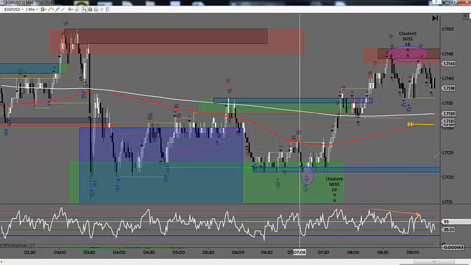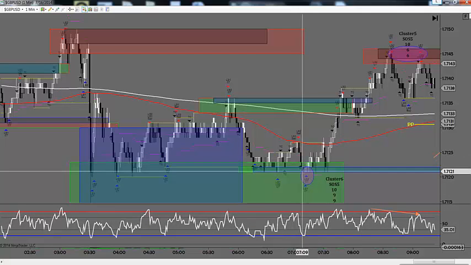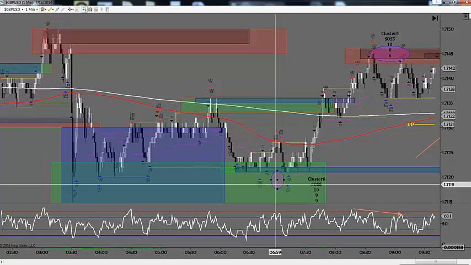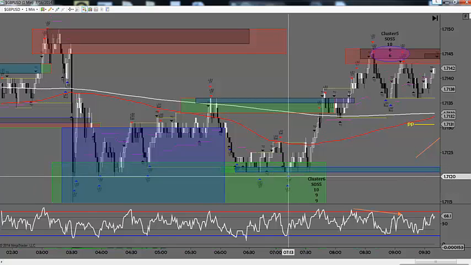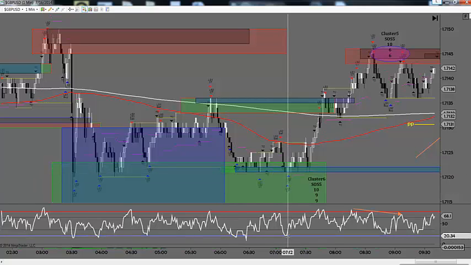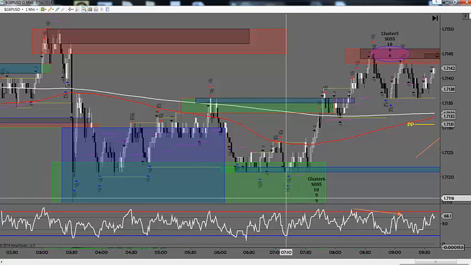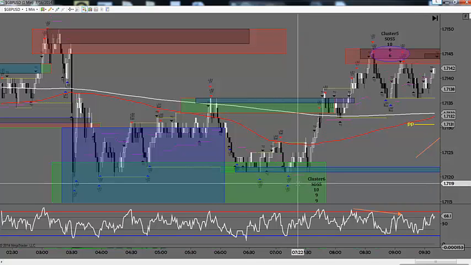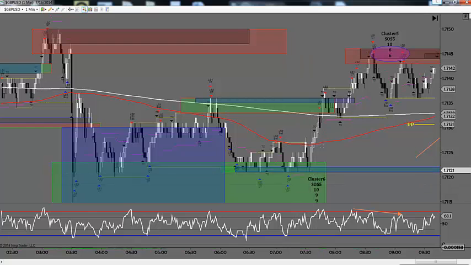Now, we come in to the morning and we are presented with a cluster 6 right here. Let me move that out of the way for you. Cluster 6 into a DSR level with the RSI oversold gives us a nice SOS 5. So we enter long on this candle here.